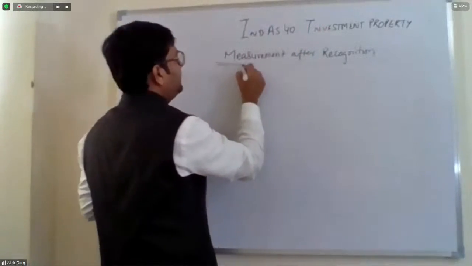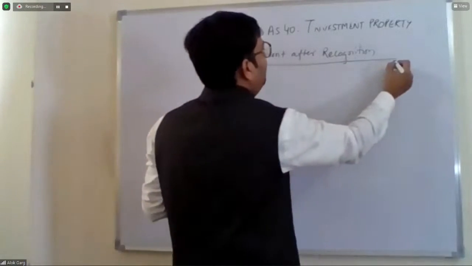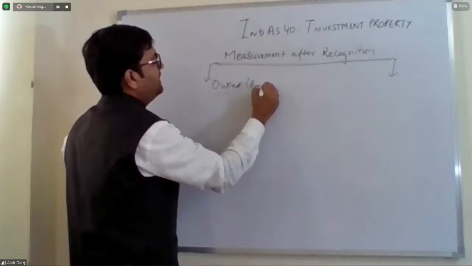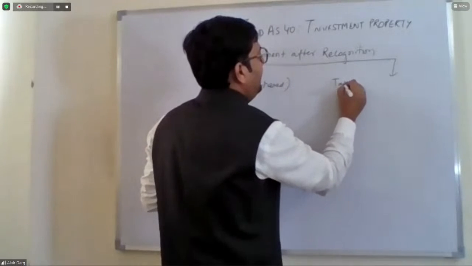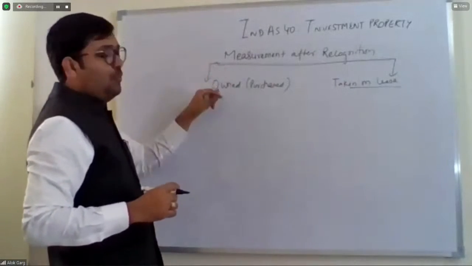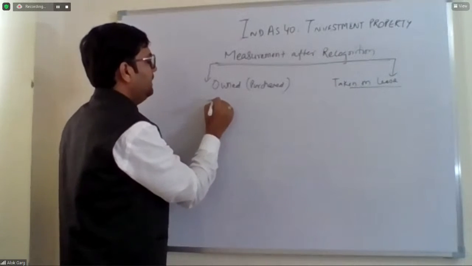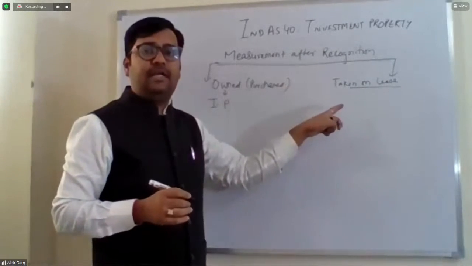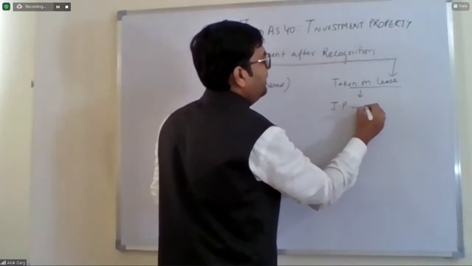So measurement after recognition. For measurement after recognition, you need to see, is it an owned property or is it a leased property? Okay. If it is an owned property, owned I mean to say purchased, or if it is a leased property, means taken on lease and for the purpose of sublease. Okay. So if it is owned or purchased, it will be shown as an investment property if it is for capital appreciation or rental, and if it is taken on lease and given on a sublease basis, it will be shown under the head investment property as a right of use asset.